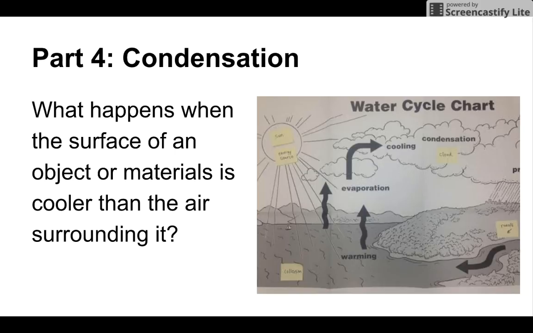In Part 4, Condensation, students will investigate what happens when the surface of an object or material is cooler than the air surrounding it. You will need ice, blue ice water, and green room temperature water to conduct this activity. To see how to set up this activity, watch the teacher preparation video on FOSS Web.